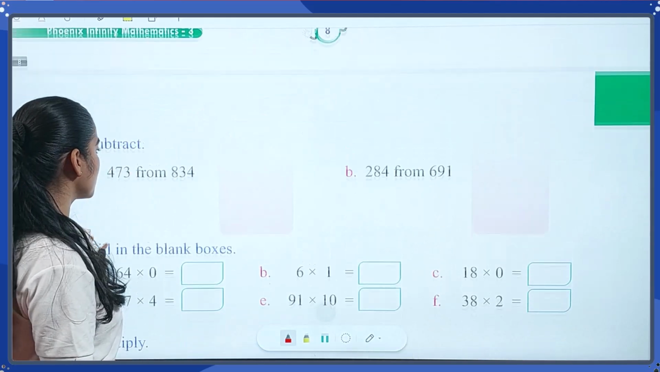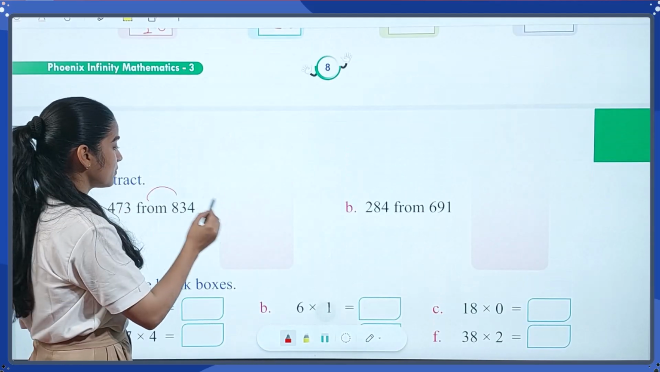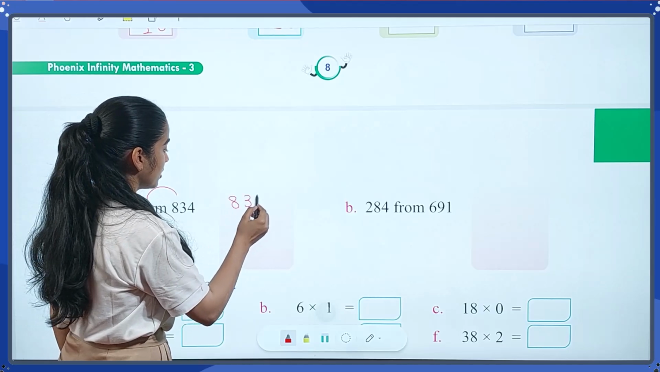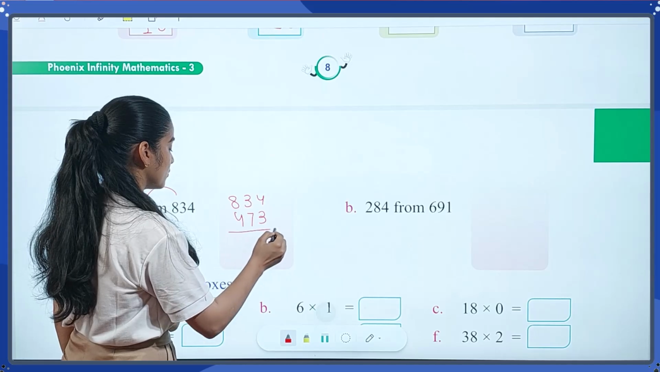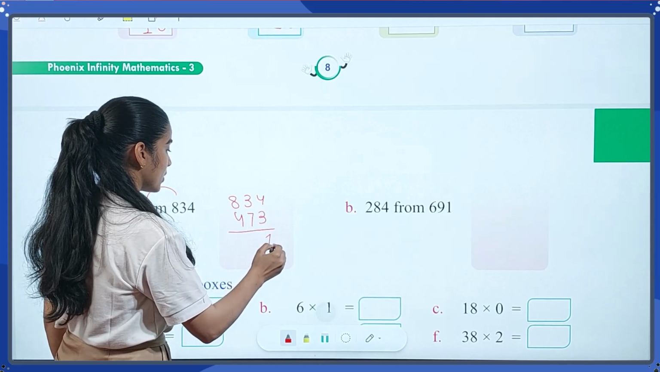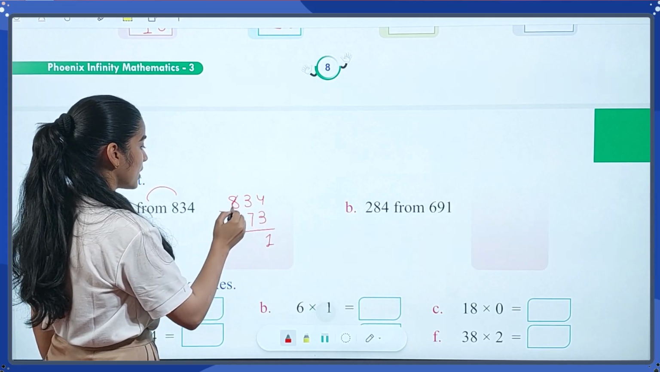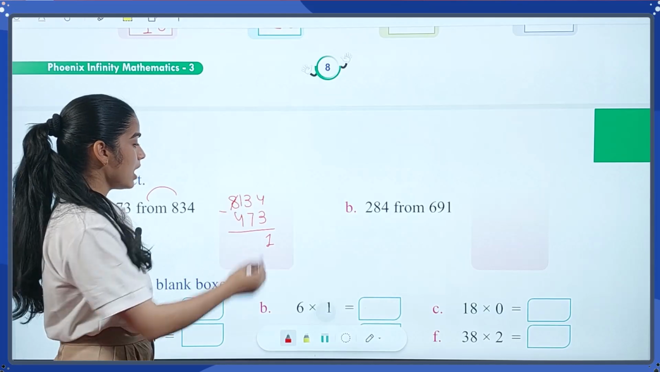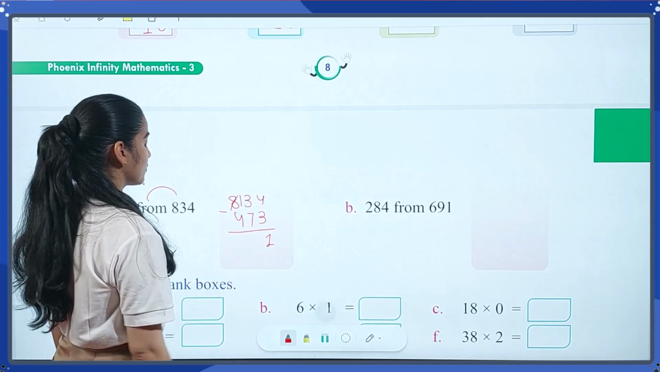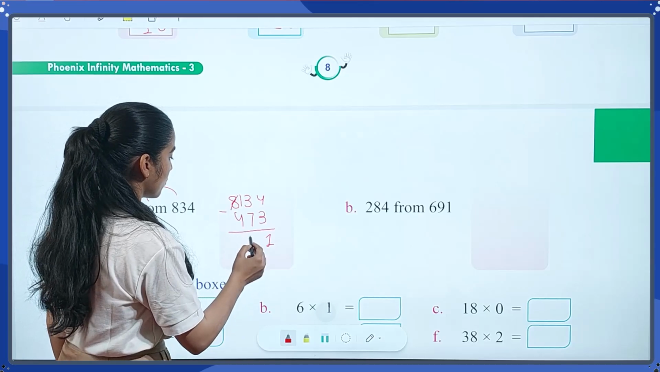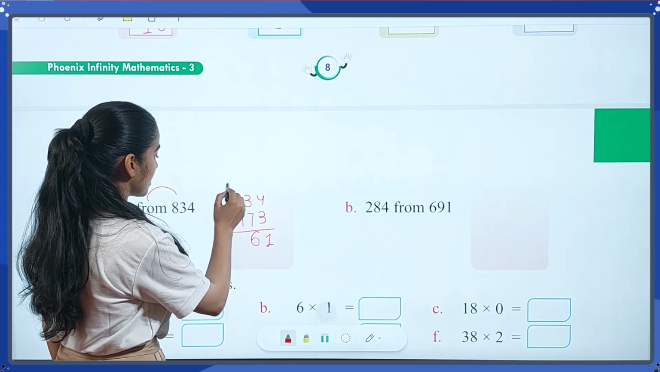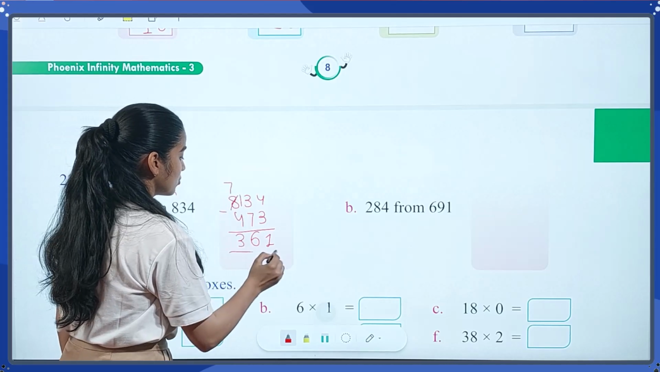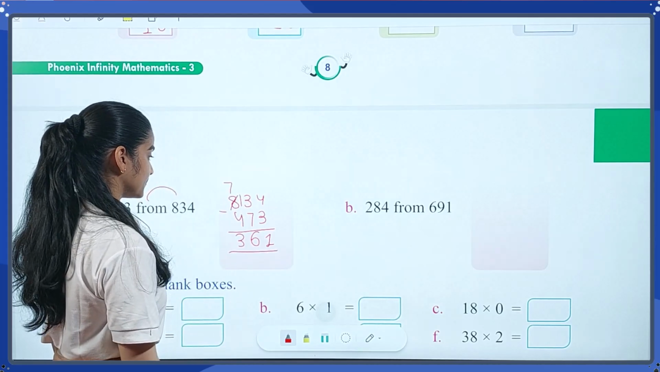Now you have to arrange this. We have to subtract 473 from 834. So 4 minus 3 is 1. 3 we cannot subtract, so we have to take a carry. After 7 we have to subtract the 3 and 4. So your answer is 6. After this 7 minus 4 is 3. So 361 is your final answer.